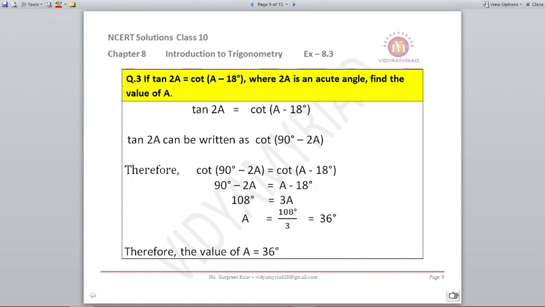How can we write it? We can write it as cot (90 minus 2A). So cot (90 minus 2A), the result is tan 2A. So we have written it in the opposite manner. So now instead of tan 2A, we will write cot (90 minus 2A), which is equal to cot (A minus 18). Now left hand side and right hand side are both cot. Just ignore it and find the value of A, which comes out to be 36 degrees.